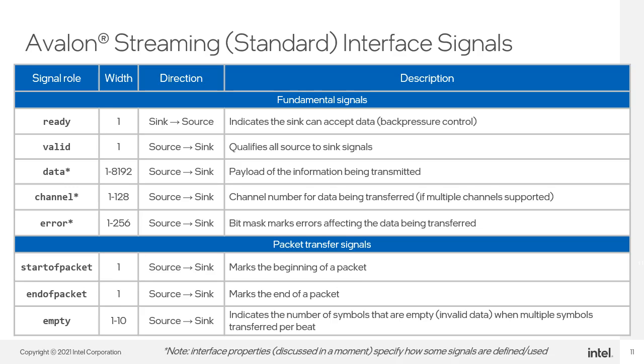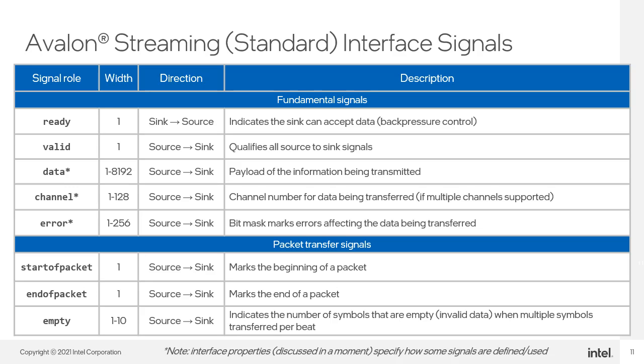The remainder of the fundamental signals can be customized for the application. As mentioned, the data transferred on the data signal can be formatted as desired. The channel signal can be used to identify different logical channels of data being transferred across the interface. The error signal can be used to mask off errors in the data. Both the source and sink would need to be designed to generate and interpret the error signal appropriately for the application.